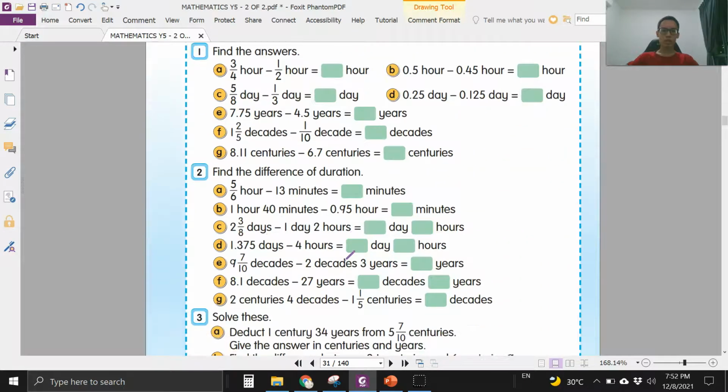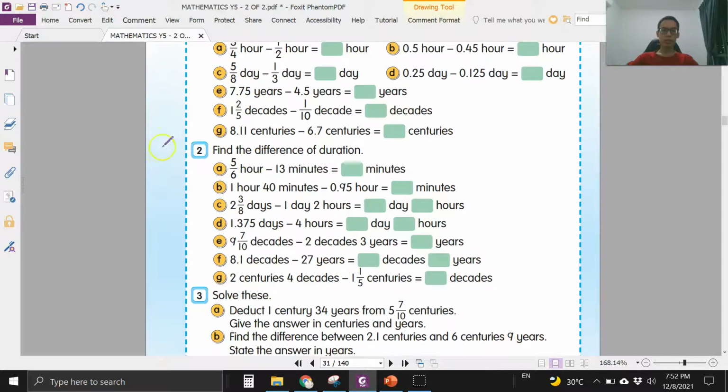Okay, so your homework for this weekend, you need to do question 2. Now look at what the question is asking. Okay, be careful of what the question is asking. For example, for 2A, the question is asking for minutes. So this one, 30 minutes, you don't have to change, but this one you have to change to minutes. How do you change to minutes? You times 60 minutes because 1 hour is 60 minutes.